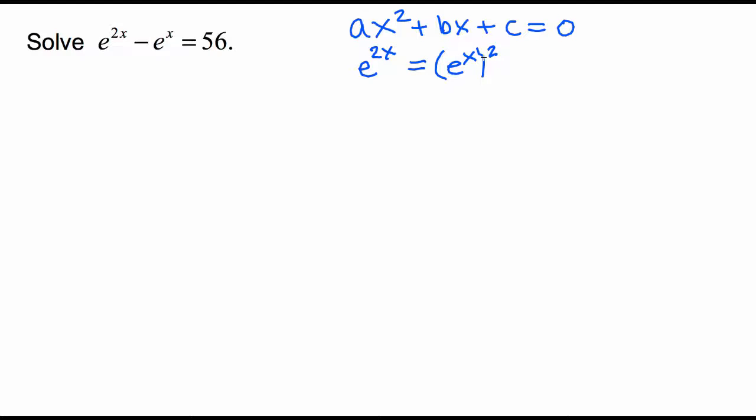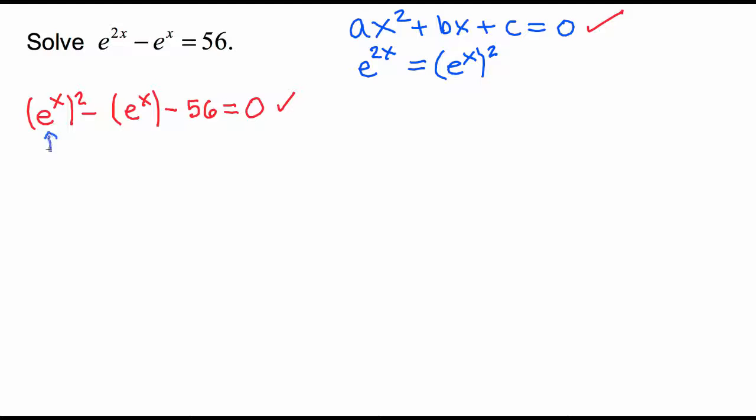So let me rewrite my equation so it looks a little bit more like it's in quadratic form. I would have e to the 2x, which is e to the x squared, minus e to the x. And then if I subtract 56 from both sides of the equation, minus 56 equals 0. Now my form is a little bit more like my ax squared plus bx plus c equals 0 form. But the variable still looks a little strange, but I can take care of that with a substitution.